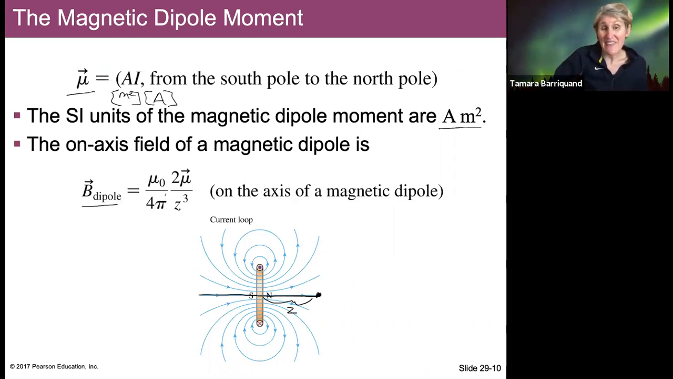So we see that just by having an electric current going through a loop, we are able to generate something that gives us a magnetic field that is not just a magnetic field, it's actually a magnetic dipole, just like a magnet, just like a permanent magnet.